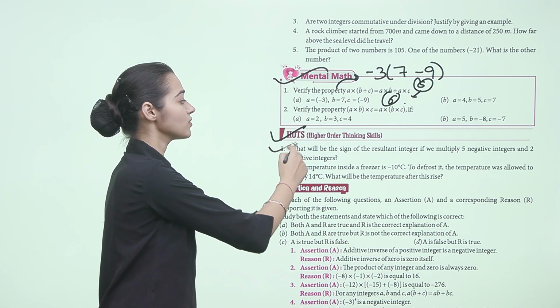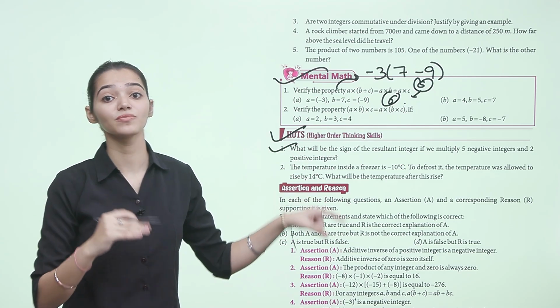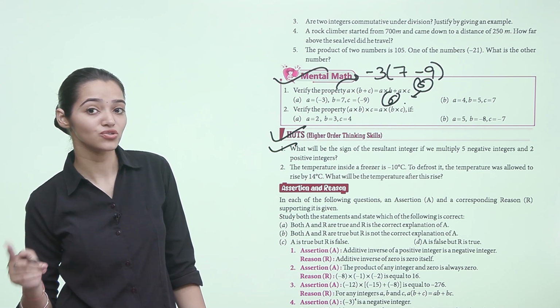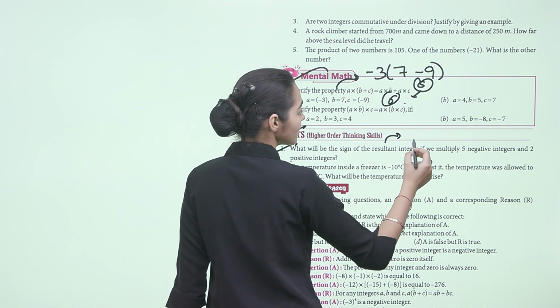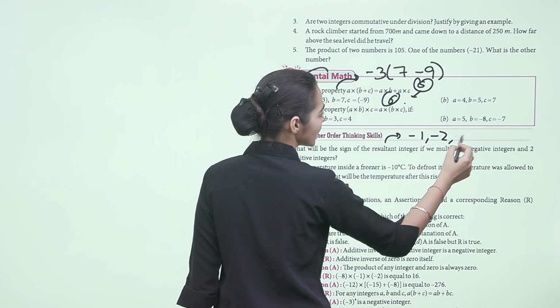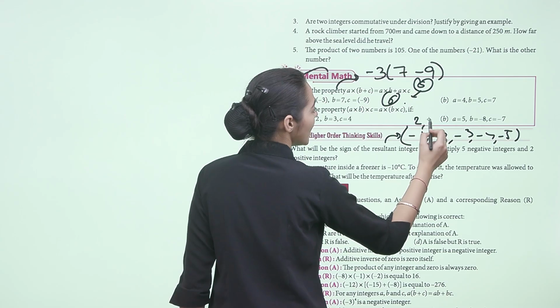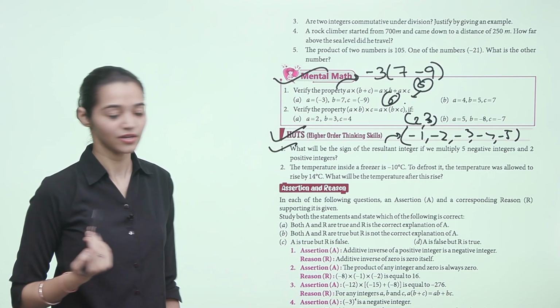Now next is our HOTS. In the first one, you have to tell me what will be the sign of the resultant integer if we multiply 5 negative integers and 2 positive integers. That means when you multiply 5 negative integers, that is minus 1, minus 2, minus 3, minus 4 and minus 5, multiplied by 2 and 3, the sign of the answer will be negative.